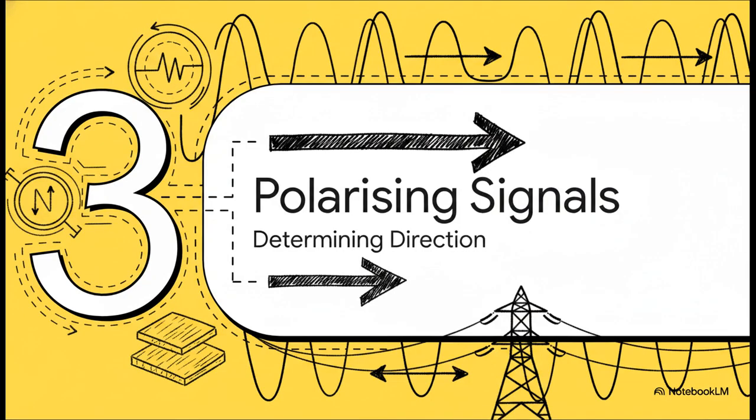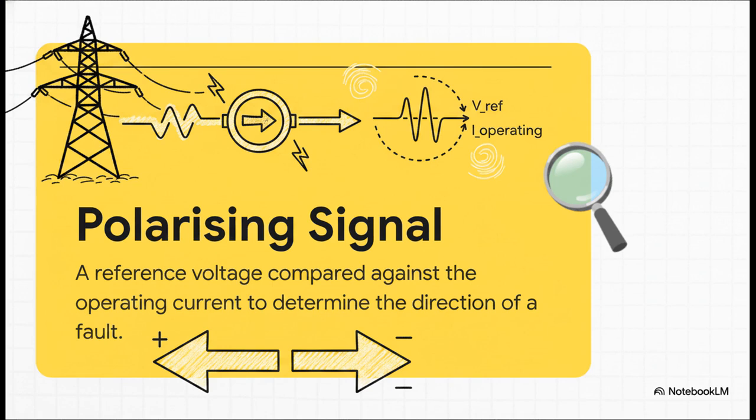Part 3, polarizing signals explained. Now, you might be wondering, how does the relay actually know which way the current is going? It uses something called a polarizing signal. This is basically just a stable reference voltage that the relay uses to compare against the operating current. By checking the phase angle of the current against this solid reference, the relay can definitively calculate whether that current is moving forward or backward.